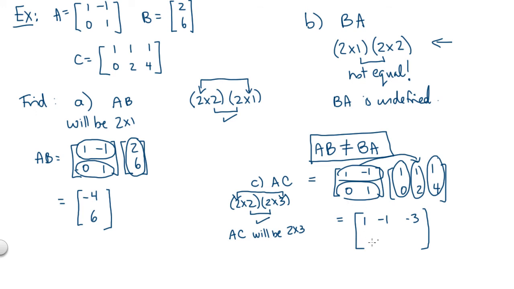To get our bottom row, because we're now in row 2 of this matrix, we need to use row 2 of A, and we're going to do the dot product with the various columns of C. So the dot product with the first column is going to be 0. The dot product now with the second column is going to be 2. And finally, if we do the dot product with the third column, 4.